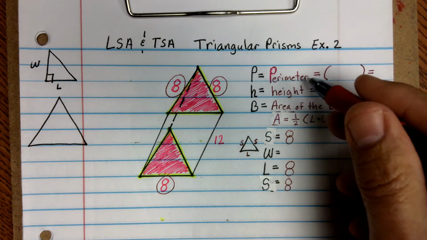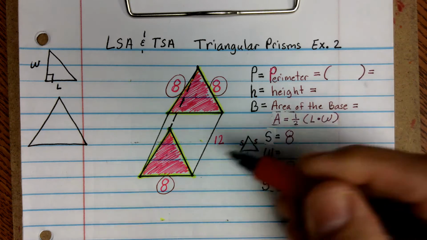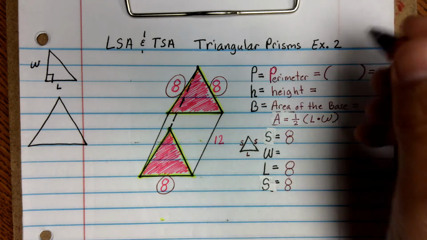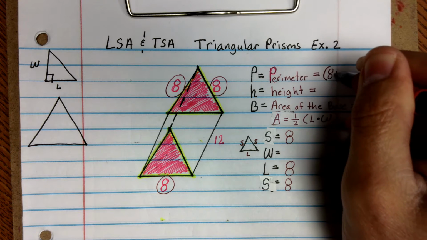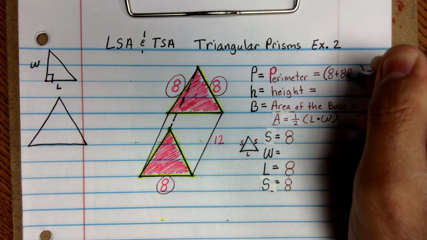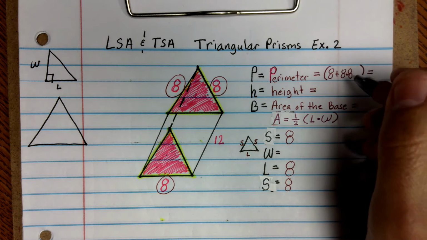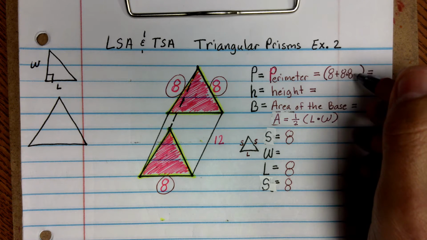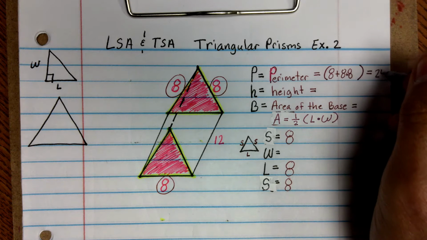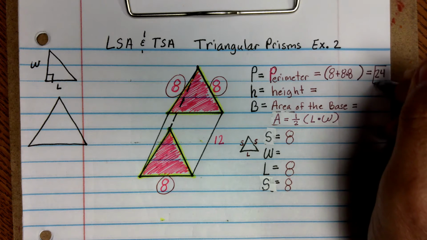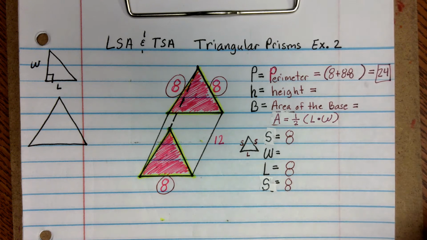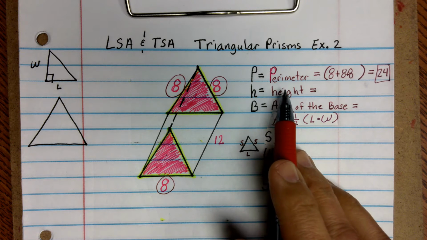Now when it comes to perimeter, we just add up those three sides, right? All three sides of the triangle get added up. So we have 8 plus 8 plus 8. In our calculator, 8 plus 8 is 16, plus another 8 is 24. The perimeter is 24.